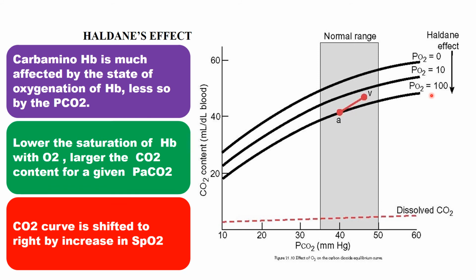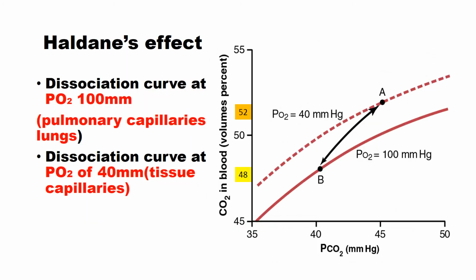That means increased oxygen binding with the hemoglobin will cause the displacement of carbon dioxide from the blood. This Haldane effect is far more important in promoting carbon dioxide transport than the Bohr effect. So let's understand the significance of the Haldane effect. We can see this graph which shows two curves.